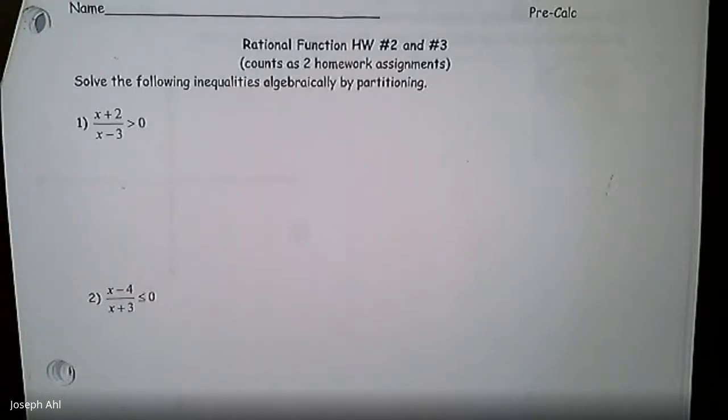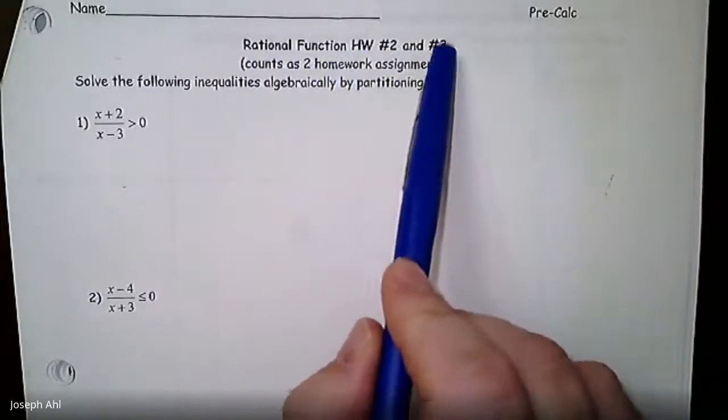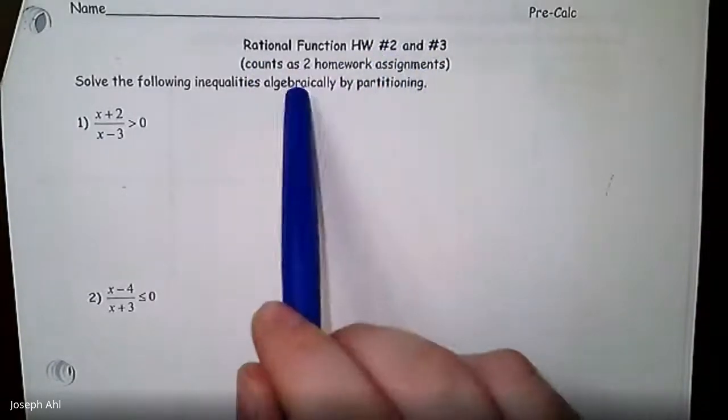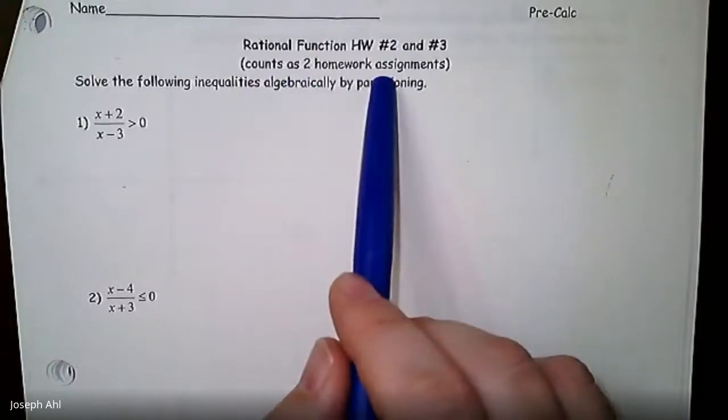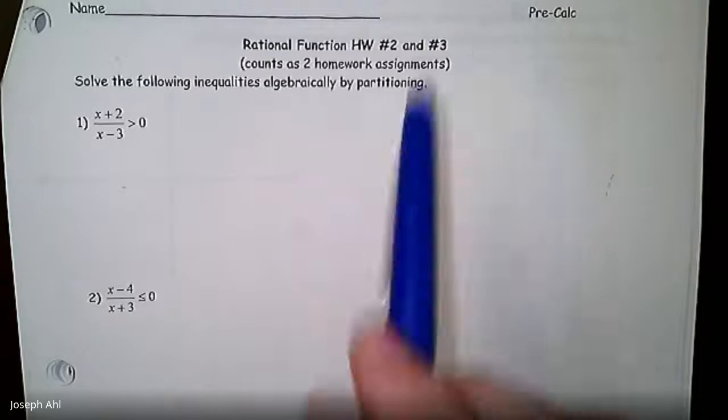Hey, pre-calc students, this is going to be our third day of Unit 5, and it's essentially a practice day for us. But you'll notice that in the packet on page 9, it says Rational Functions Homeworks 2 and 3, so this is kind of counting as two different homeworks, and you're going to submit this to me on Google Classroom, and it's going to count as a 10-point homework.